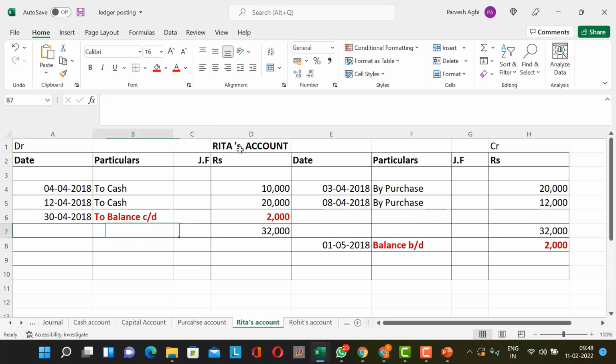But we have paid Rita on 4th of April and 12th of April, twice in cash. On the 4th, 10,000 was paid, and another 20,000 was paid to her on 12th of April. If we do the balance here, this side is bigger, so the balancing amount will come on the other side. This is the balance of Rita. This amount is payable to Rita, or is it receivable from Rita?